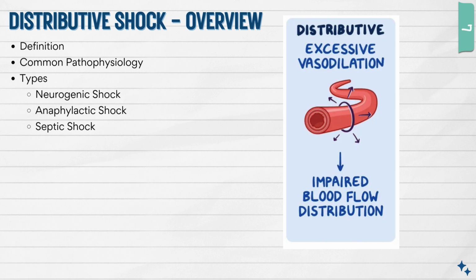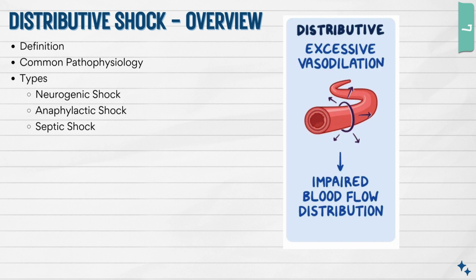So the common pathophysiology involves widespread vasodilation and increased capillary permeability. What that means is the capillaries are way more leaky. They leak a whole lot more than they normally do. So there's a lot more fluid in the interstitial space, and they don't suck it back up like they should. That leads to relative hypovolemia despite normal or increased blood volume.